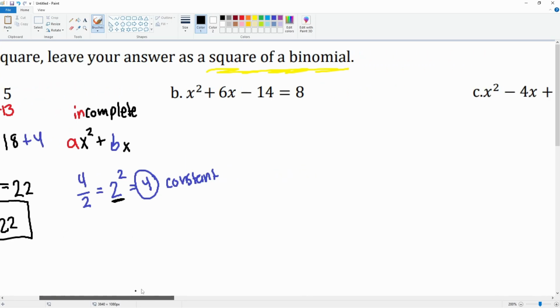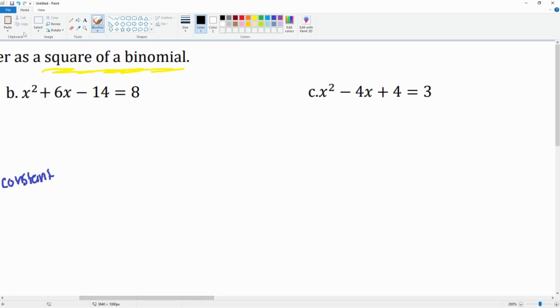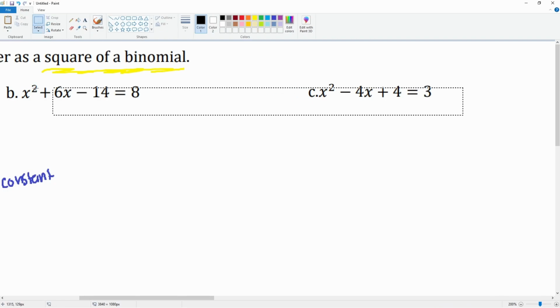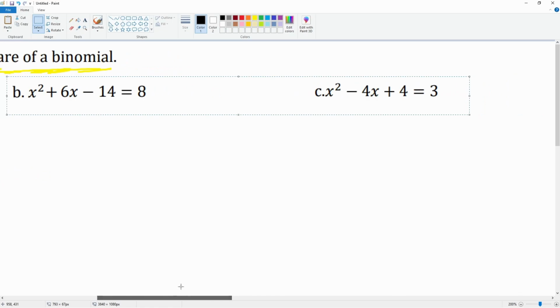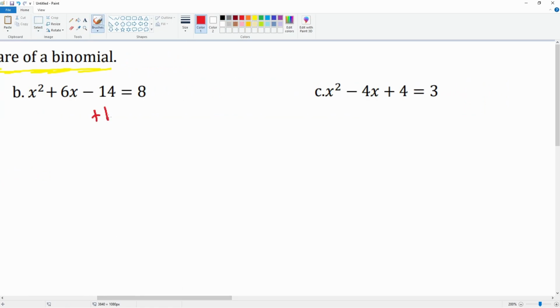All right, let's look at b. B requires us to do the same thing. We have to make it incomplete, then we have to find the constant to complete the square. So to make this incomplete, we add the 14 to both sides. This gets us, I think, a 22. Then bring everything else down: x squared plus 6x plus a blank.